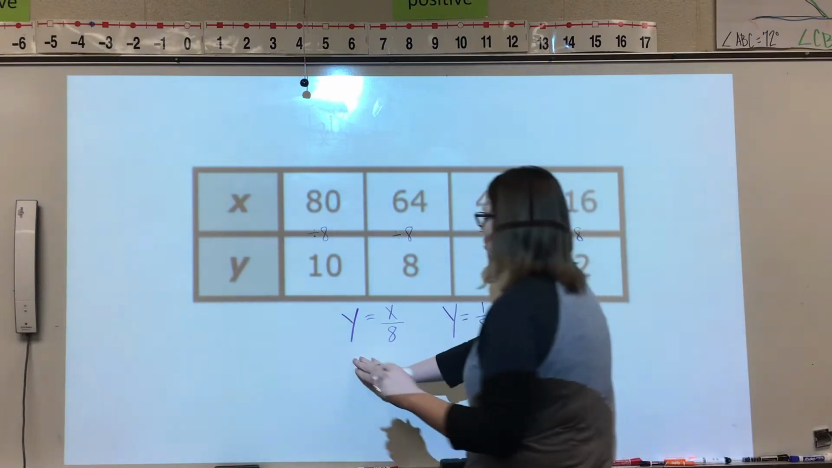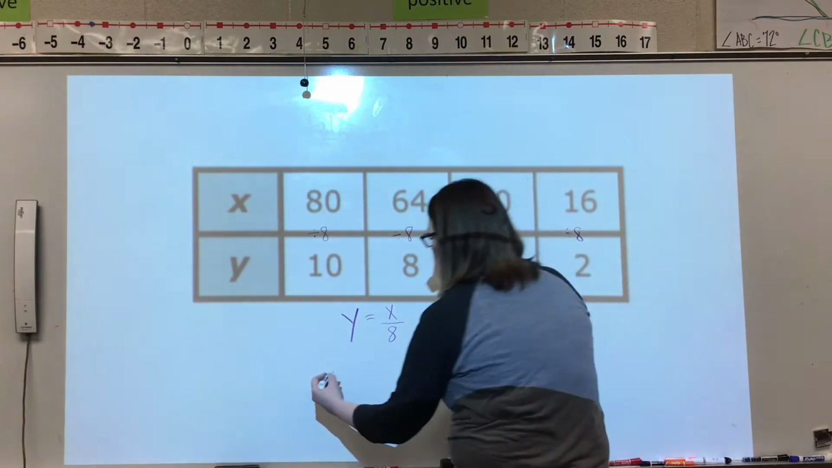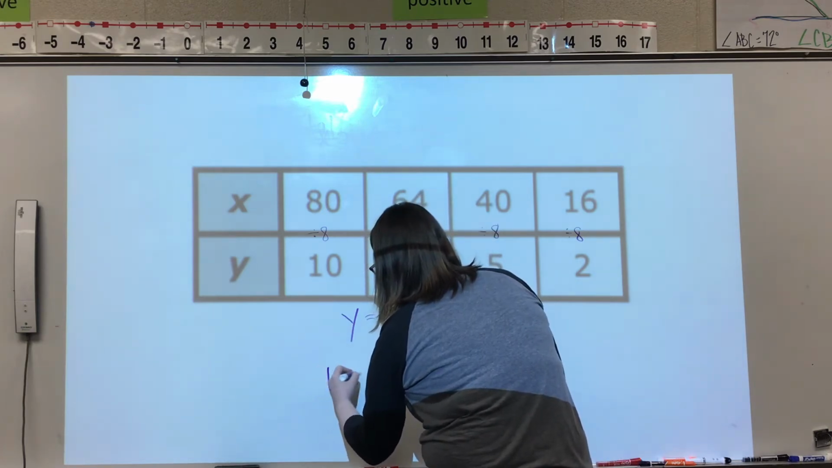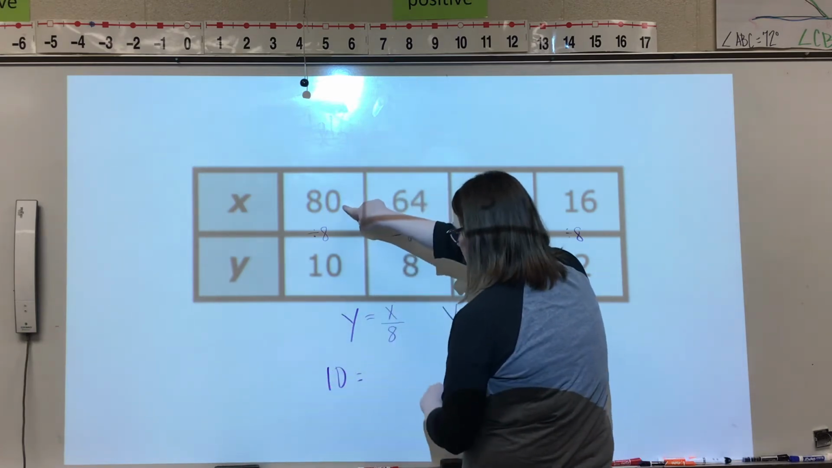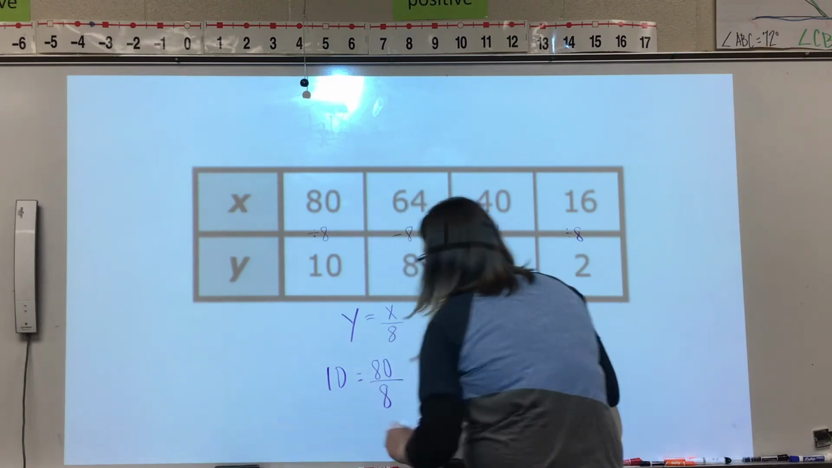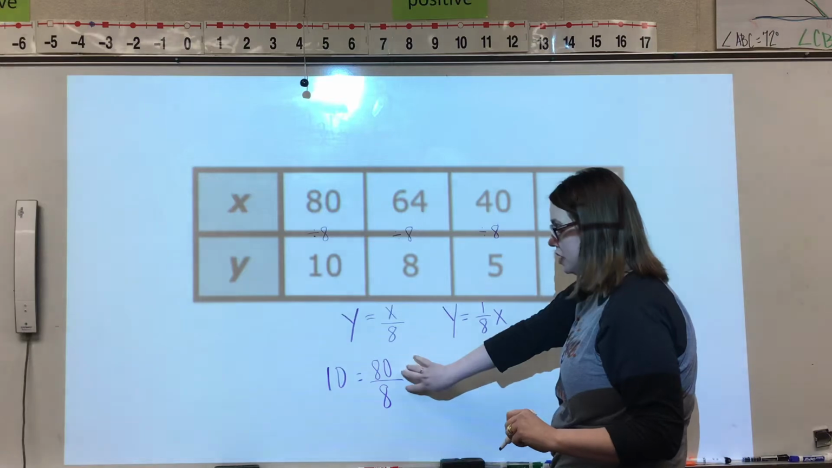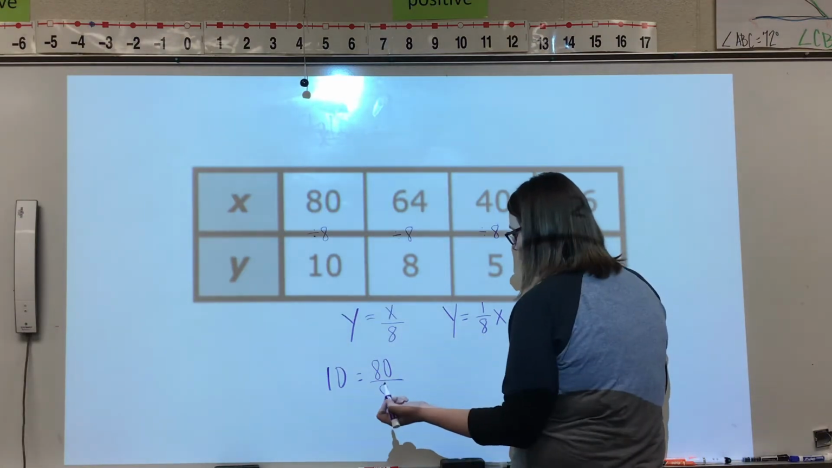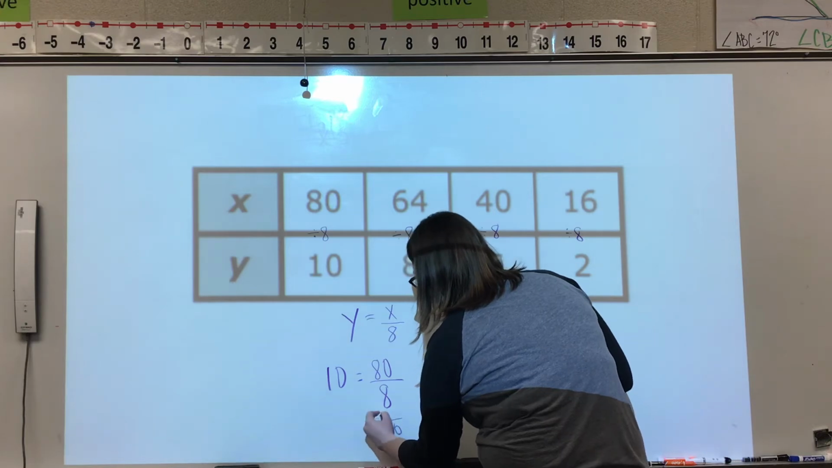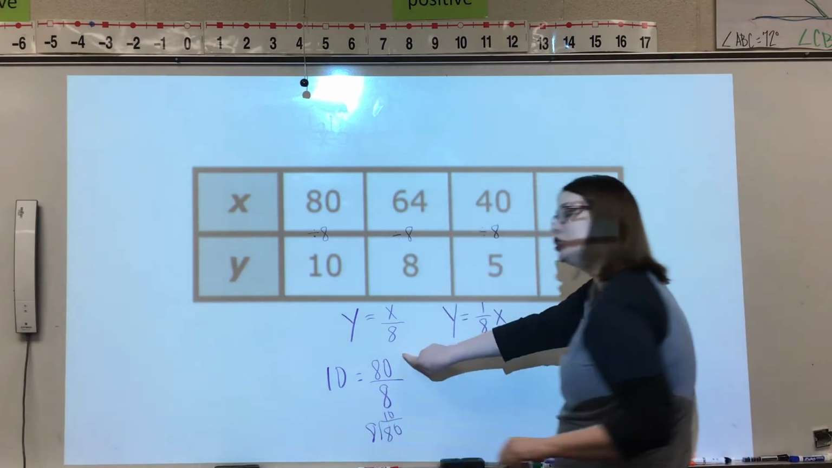So here, if I start off, I have 10 for my y equals 80 is my x, 80 over 8. Well, if I reduce this or divide it, remember, top in, bottom out, I'm going to get 10. So it does check out like that.